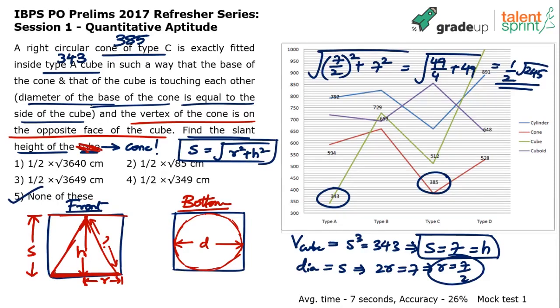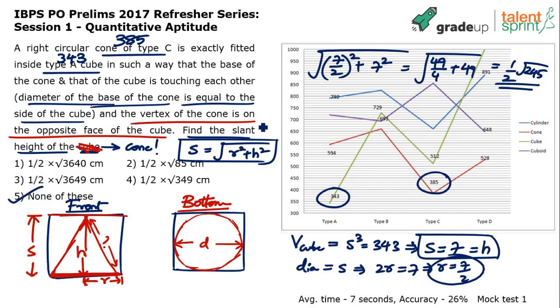Very simple. If you observe, we don't have to use the volume of the cone at all, right? Volume of the cone is not needed here. Getting it? Option 5, none of these, will be the correct answer. Because he clearly mentions that the diameter of the base of the cone is the side of the cube. So diameter d is equal to side. So 2r is equal to 7, r is 7 by 2.